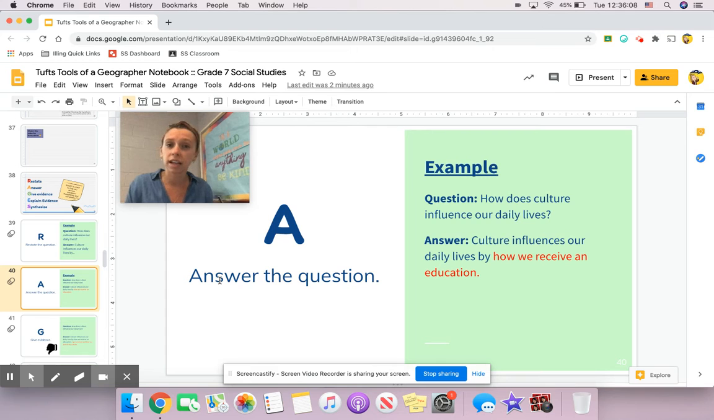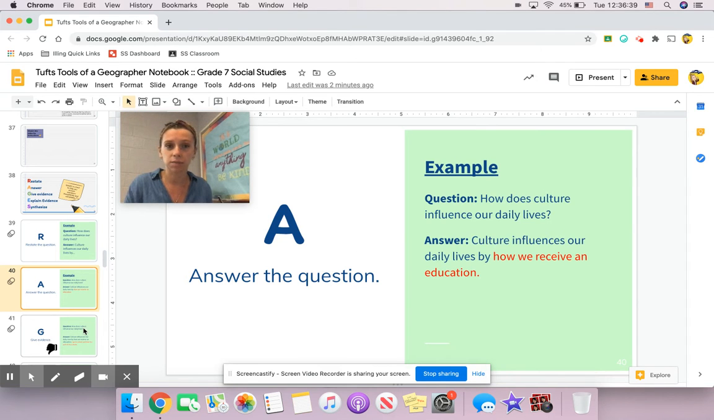A stands for answer the question. So now you actually need to give me some ideas. The question is still the same for our example. How does culture influence our daily lives? So we already have the R here, but now we added our answer. It says culture influences our daily lives by how we receive an education. The part in red is where I'm actually giving an idea that answers the question. So far I've just written a sentence.